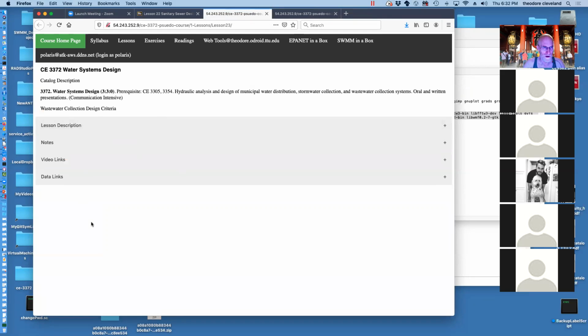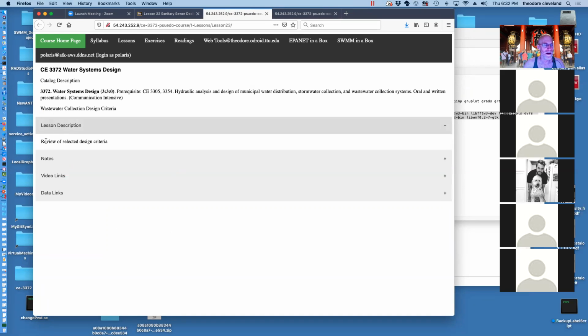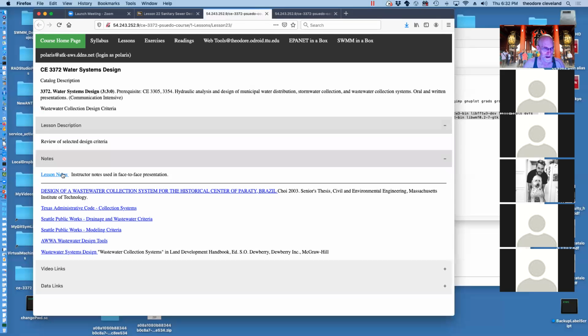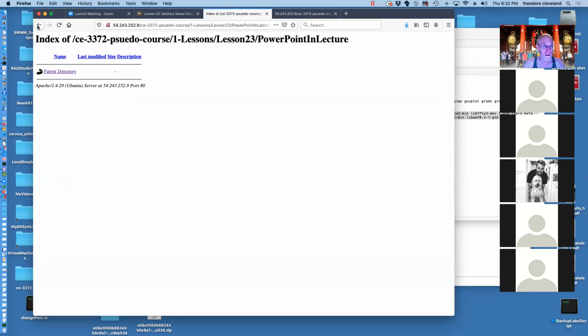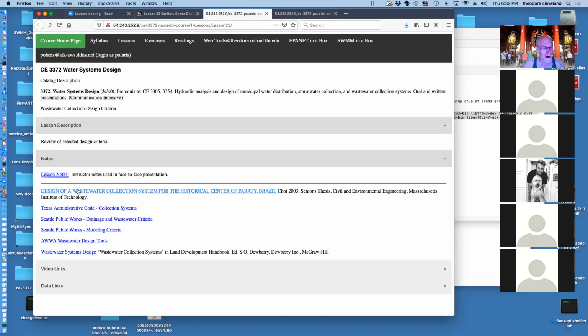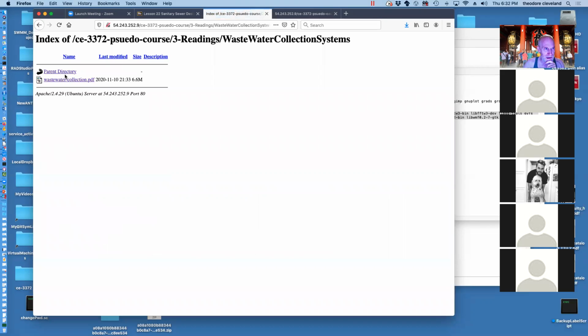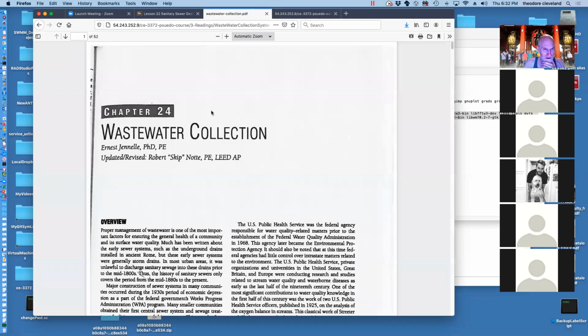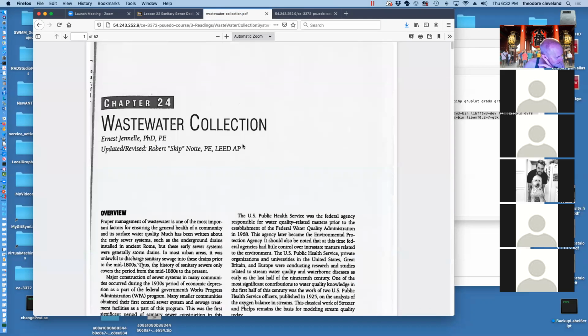So on the Blackboard, the link is active and it goes to wastewater design collection criteria, and it says review of design criteria. If we go in the lesson notes, it's currently blank. What's important are these various web links. And I think I'll start with wastewater systems design. This is on our class server, and it is an excerpt from the Land Development Handbook.